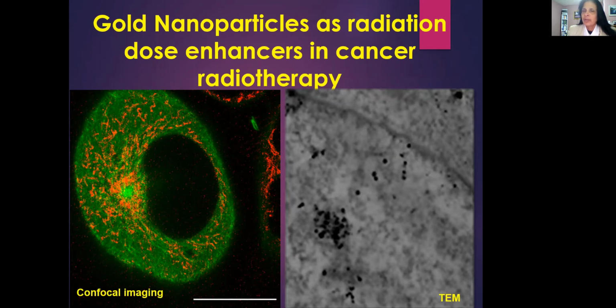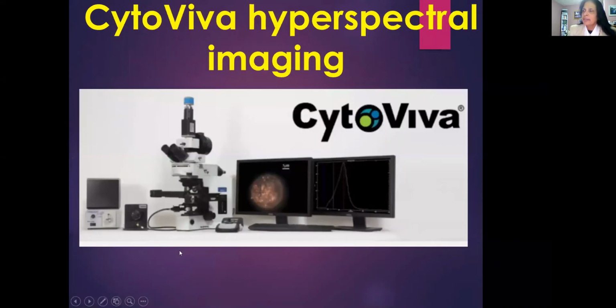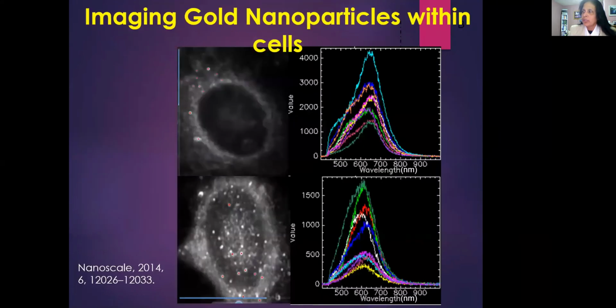We use gold nanoparticles as radiation dose enhancers in cancer radiotherapy. We use confocal imaging and TEM imaging to probe gold nanoparticles in cancer cells. However, we find that this CytoViva hyperspectral imaging technology is very user-friendly and also less time-consuming if we were to look at gold nanoparticles within cancer cells.